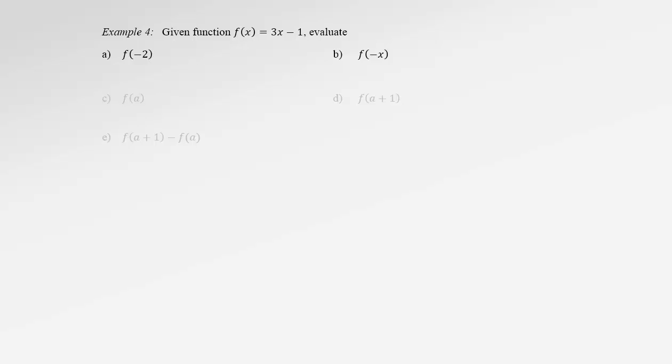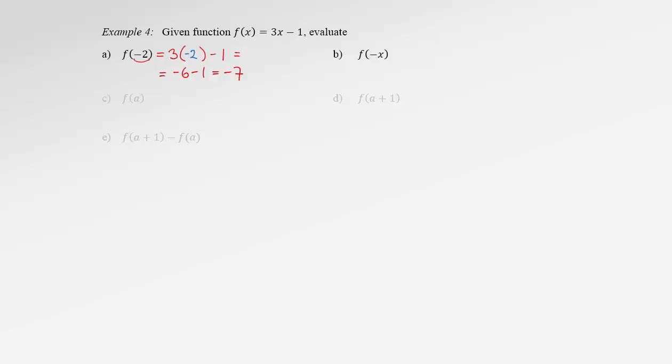In the next example, we have a given linear function f, 3x minus 1, and we need to evaluate what f of -2 is. As before, we need to replace the input x by the new input, which is -2. So 3 times a bracket minus 1, and the value that goes into this bracket is -2. That's the x value. So overall we have -6 minus 1, which is -7. f of -2 is equal to -7.